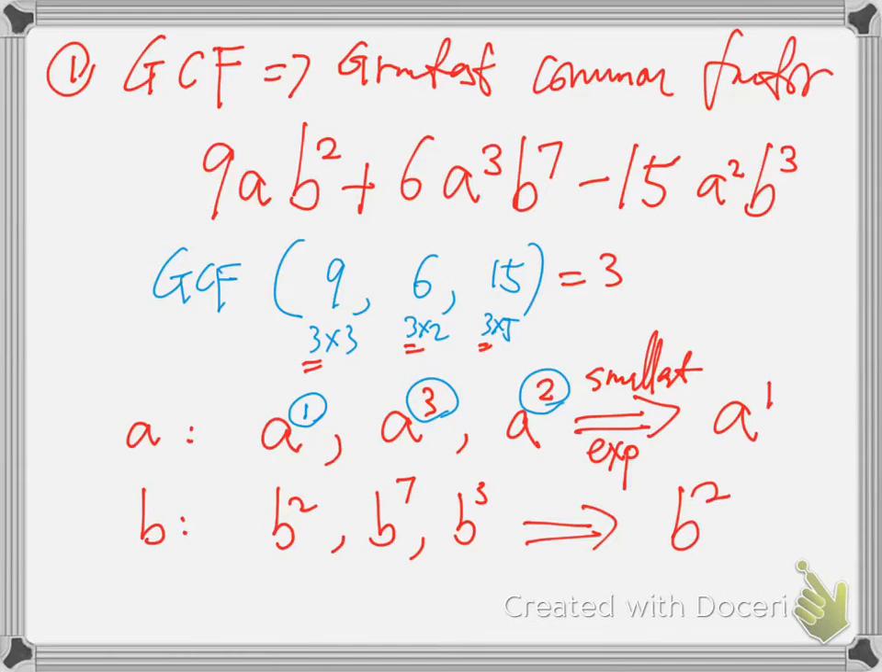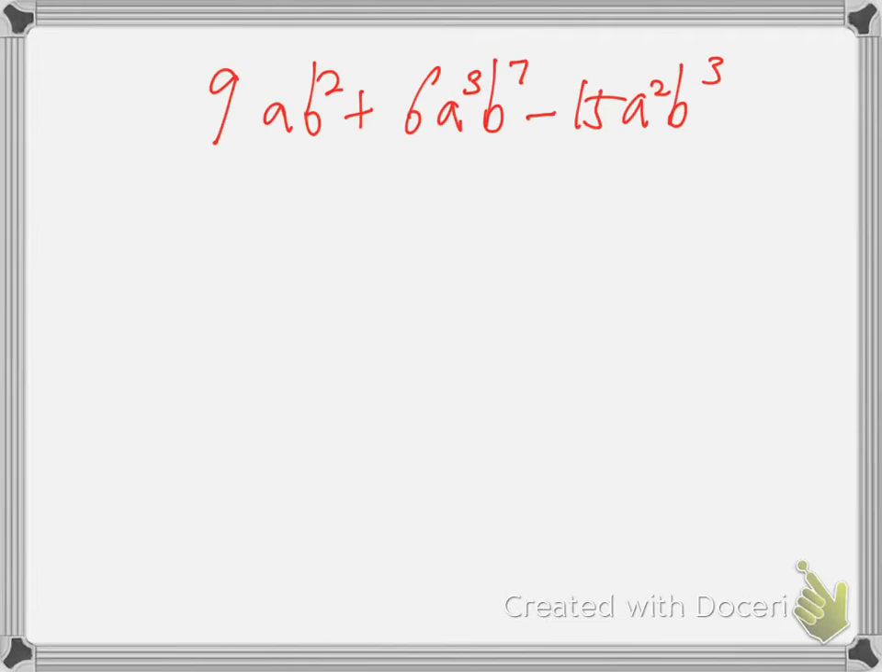So what's the GCF of this polynomial? The given expression's GCF is the number 3 times the a part, a to the first power, and the b part, b squared. So we got the GCF for the given expression. Let's continue on the other slides. For this expression, we already got the GCF is 3ab squared. How can we factor this expression?